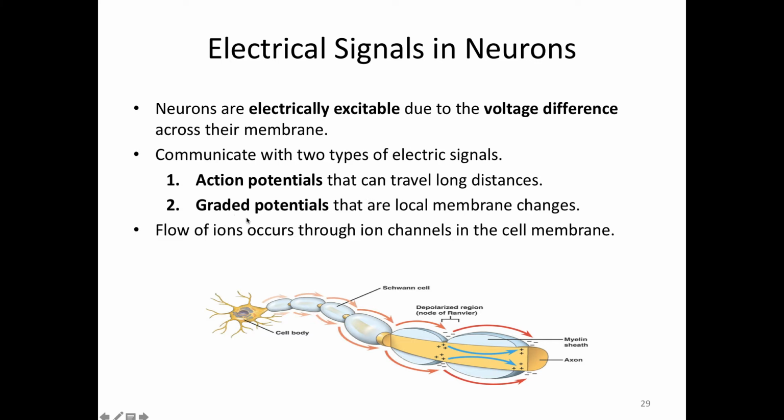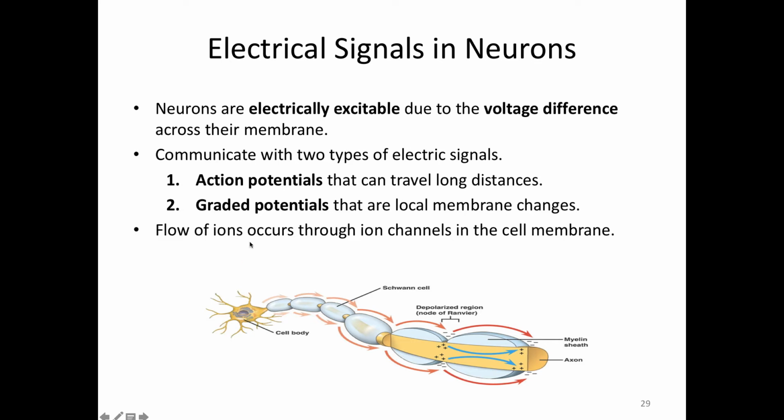Graded potentials are local membrane changes. So let's say a little patch of membrane over here on the soma has some sodium ions that get let through, but only in that little patch. Only that patch of membrane is going to depolarize, and then if there's no further stimulation, it will repolarize itself. So graded potentials are limited to one membrane patch.